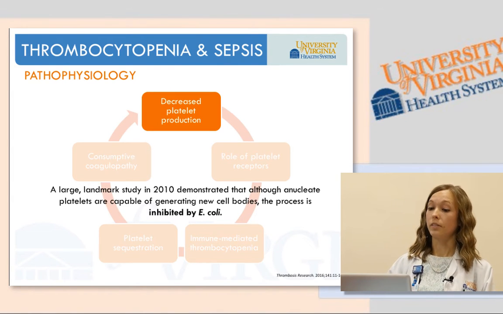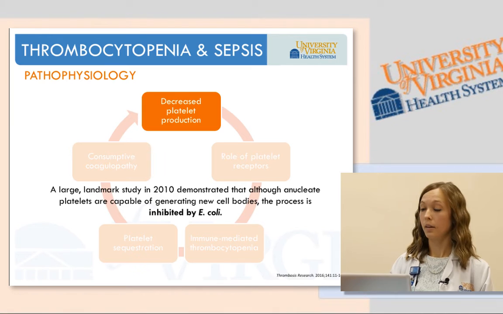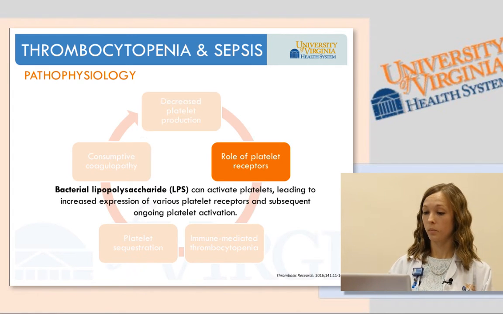So first we have an element of decreased platelet production. Even though platelets don't have a nucleus and don't divide like many of our other cells do, a large experimental study in 2010 showed that platelets are actually capable of generating new platelet cell bodies, but that this process is also inhibited by the presence of E. coli. So we actually do have an element of decreased production of platelets in patients with sepsis.